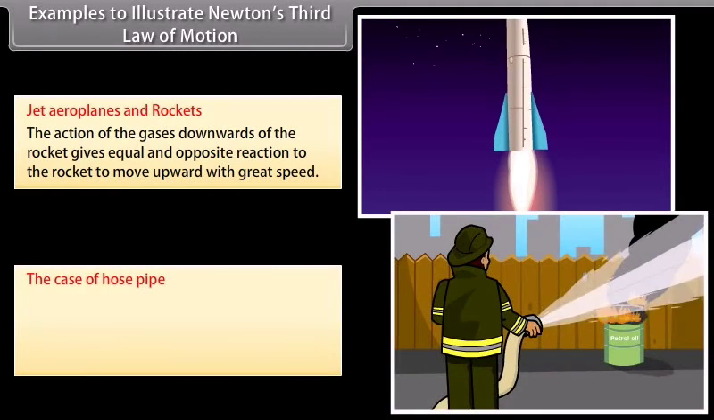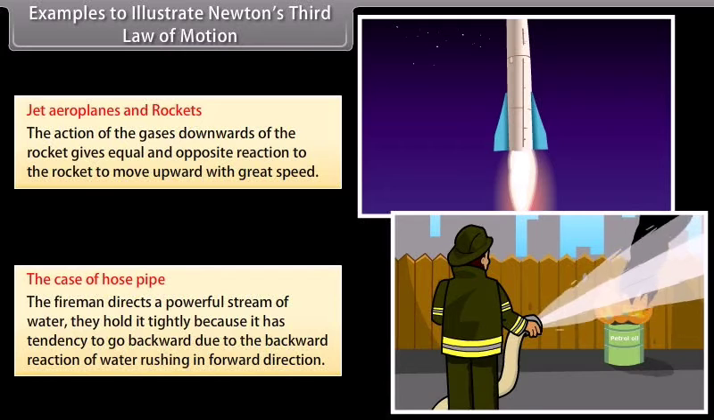The case of the hose pipe. The fireman directs a powerful stream of water. They hold it tightly because it has a tendency to go backward, due to the backward reaction of the water rushing in the forward direction.